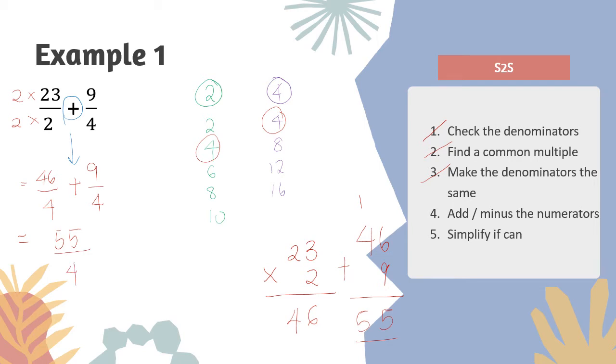Next, ask yourself if you can simplify the fraction. So the trick is when the numerator is an even number and when the denominator is an even number, then you can simplify. But this time the numerator is an odd number and the denominator is an even number. So you cannot simplify, and the answer is 55 out of 4.